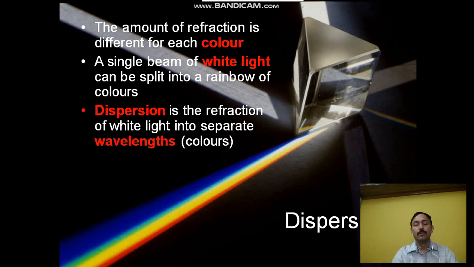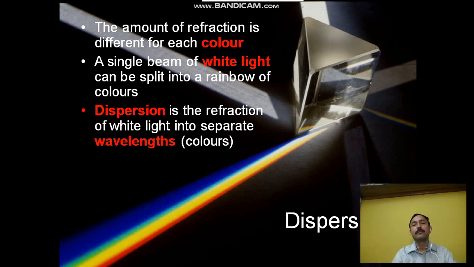Now, with this, we will come to a natural phenomenon, dispersion. The amount of refraction is different for each color. A single beam of white light can be split into a rainbow of colors. Dispersion is the refraction of white light into separate wavelengths or colors.